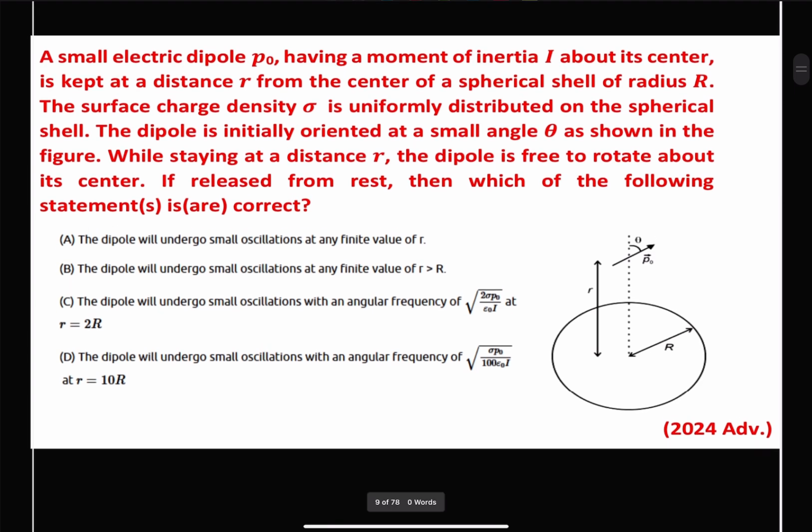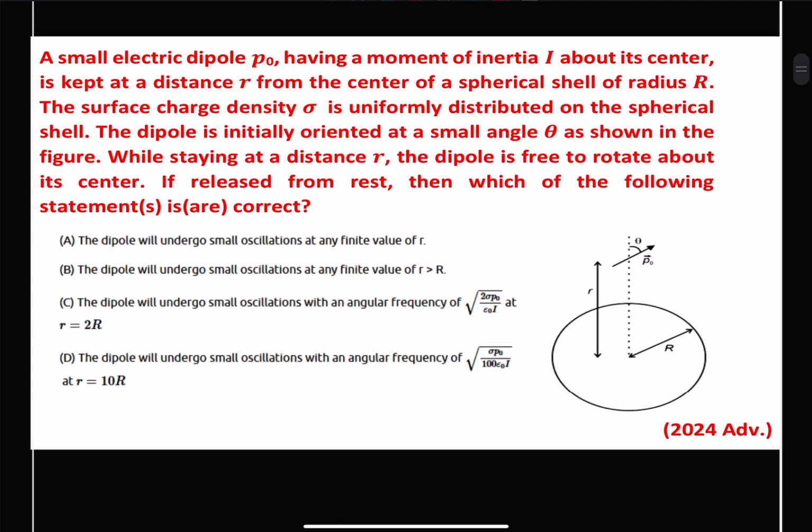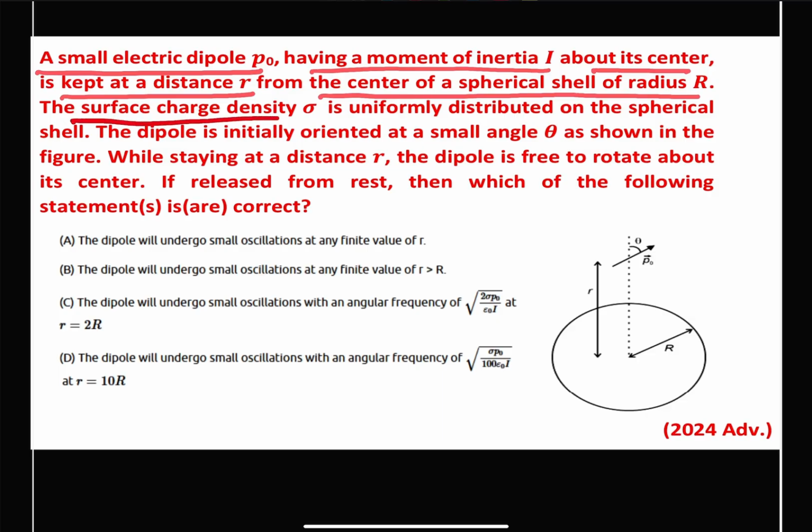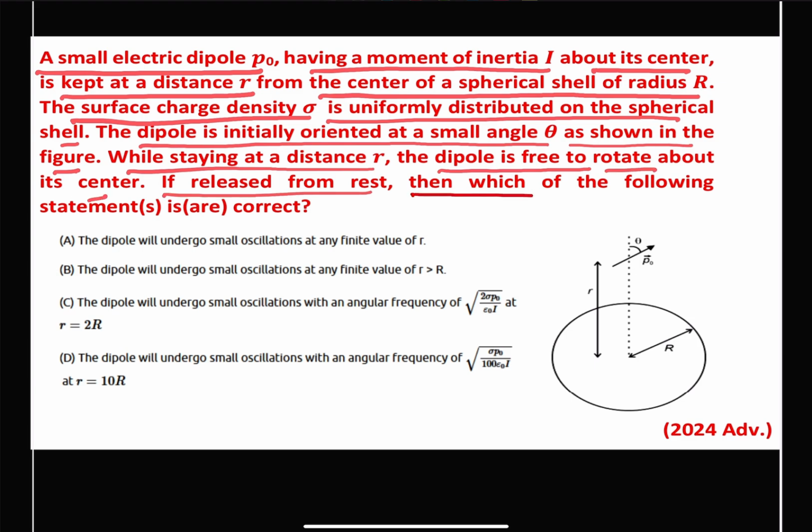It states that a small electric dipole p naught having a moment of inertia I about its center is kept at a distance r from the center of a spherical shell of radius R. The surface charge density sigma is uniformly distributed on the spherical shell. The dipole is initially oriented at a small angle theta as shown in the figure. While staying at a distance r, the dipole is free to rotate about its center. If released from rest, then which of the following statements is or are correct?